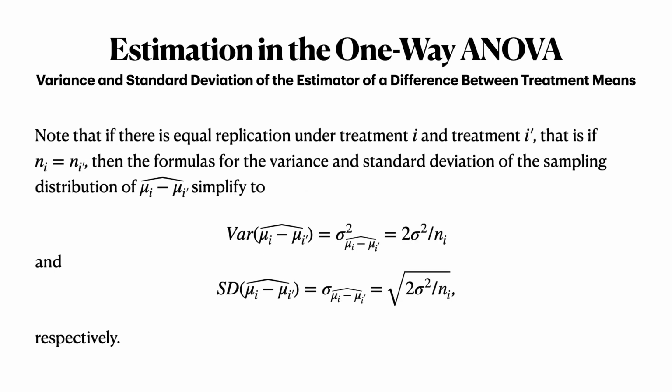Now note that if there is equal replication under treatment I and treatment I prime, that is, if n sub I equals n sub I prime, then the formulas for the variance and the standard deviation of the sampling distribution of this point estimator of the difference between the treatment means simplify to the following. The variance of that estimator simplifies to 2 times sigma squared over n sub I, where n sub I is the common sample size, and therefore the standard deviation of that estimator would be the square root of 2 times sigma squared over n sub I.